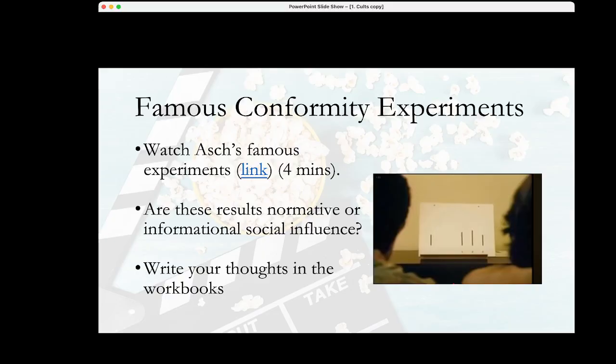Now, question here, are these normative or informational? The answer really should be, I think, normative, because it can't be informational because they get it right 99% of the time when they're by themselves. However, when Asch was doing the interviews for the experiment, some of them were saying things like, well, there were 4 of them and 1 of me, and maybe I was wrong. So it can actually be argued either, but I think with the 99%, it's easiest to argue that it's normative.